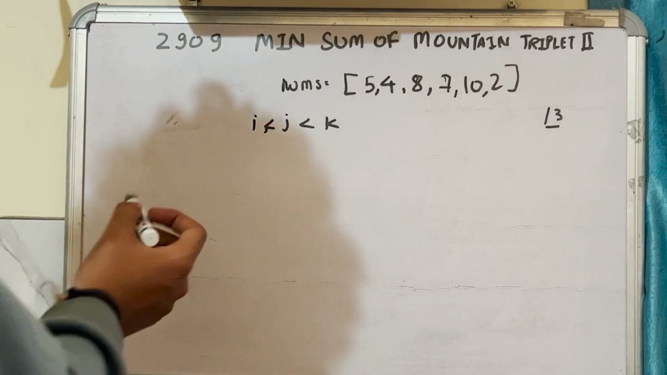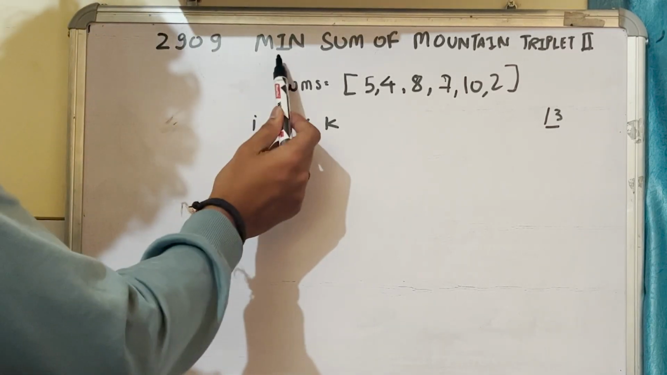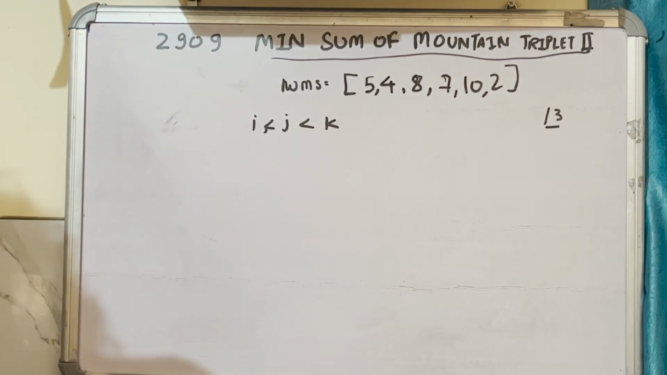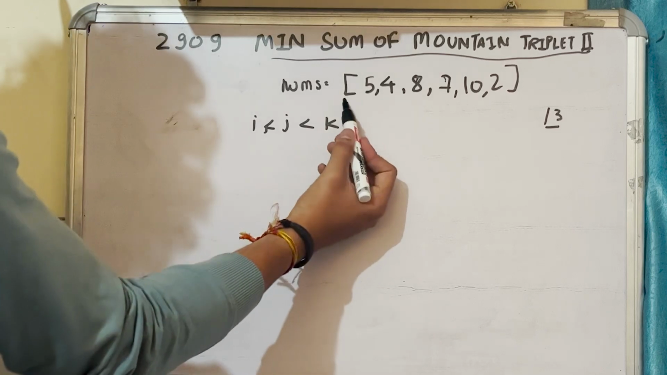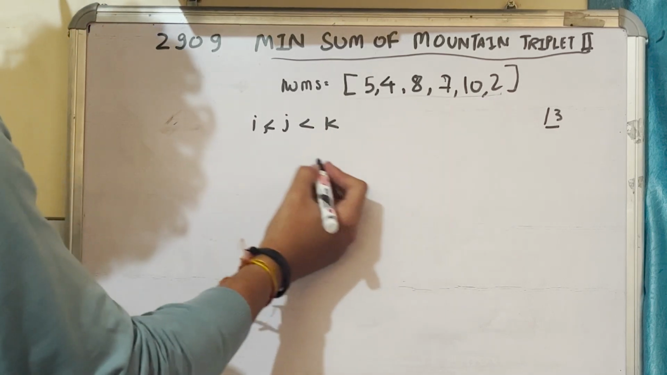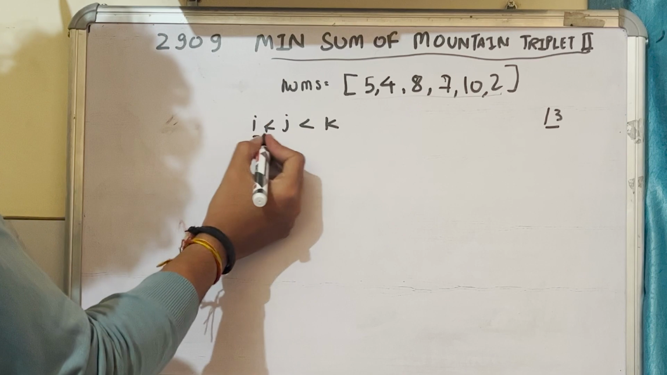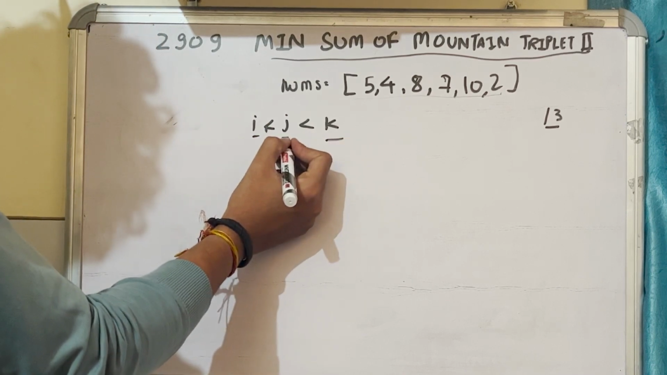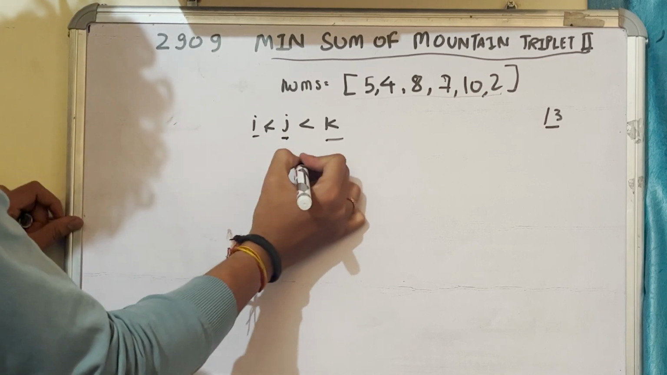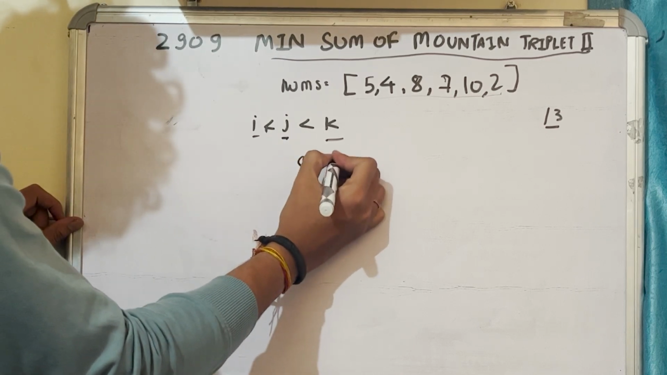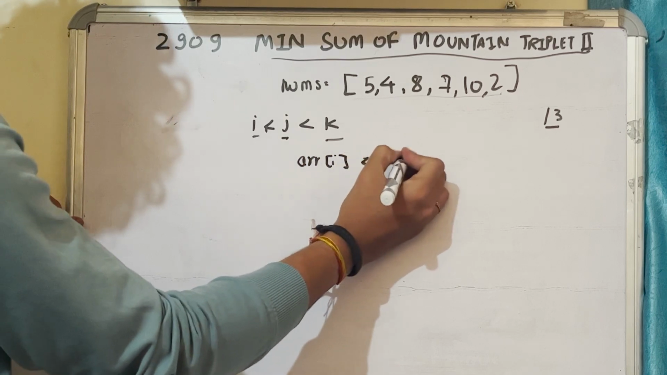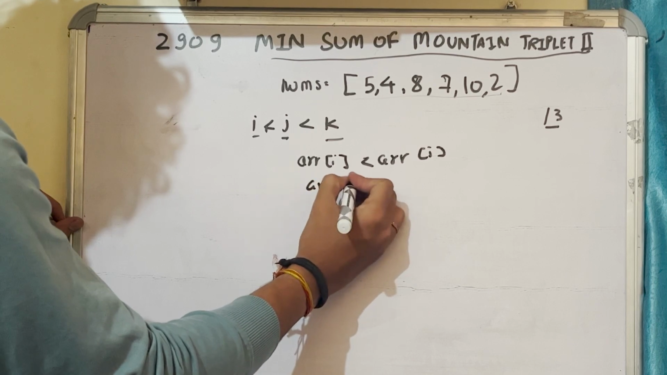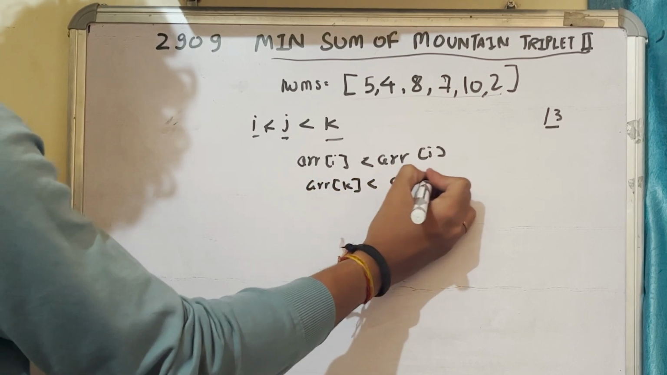So hey guys, we are going to discuss question number 2909, which is minimum sum of a mountain triplet part 2. So basically in this question, we are given an array nums and we have a condition where i index should be less than j and k index should be greater than j. And the second condition is array of i should be less than array of j and array of k should also be less than array of j.